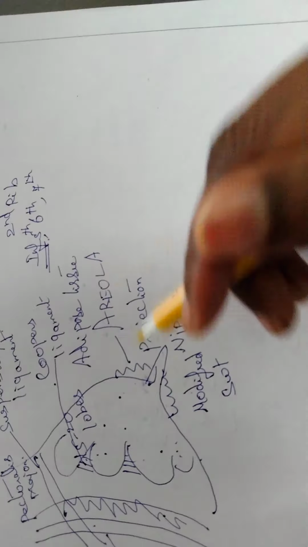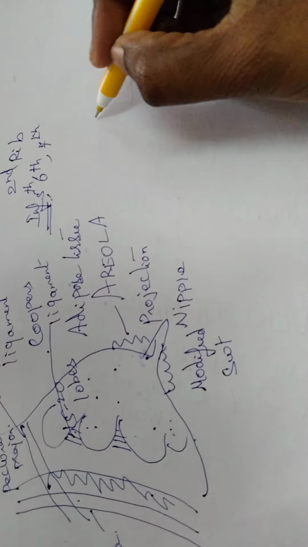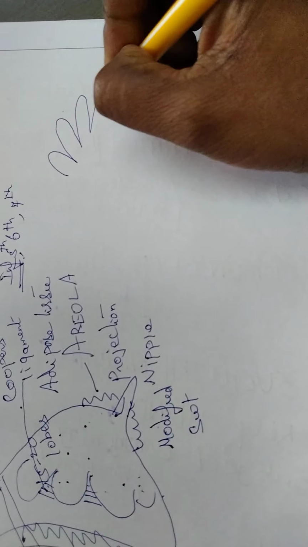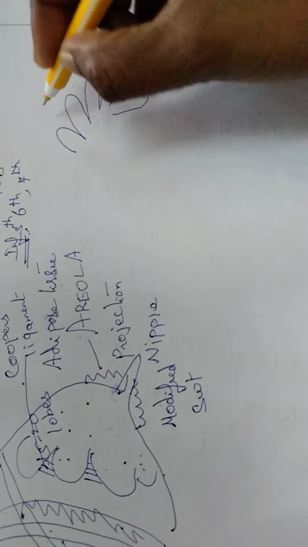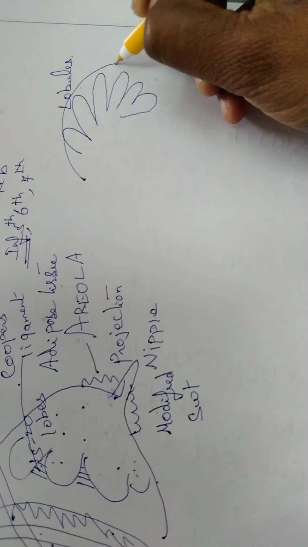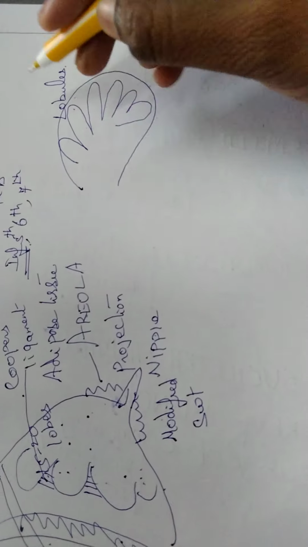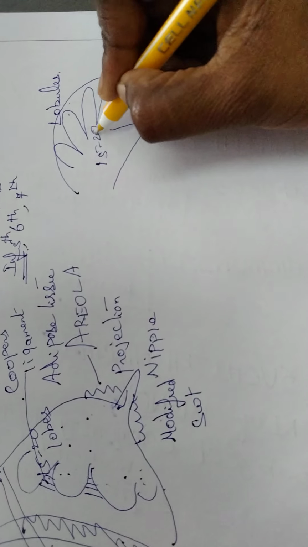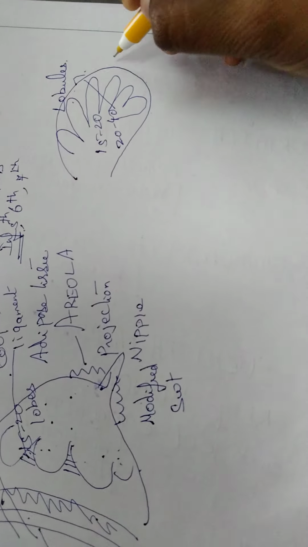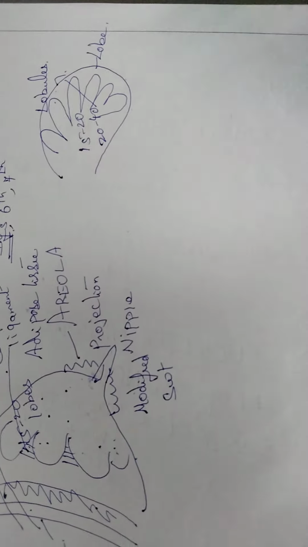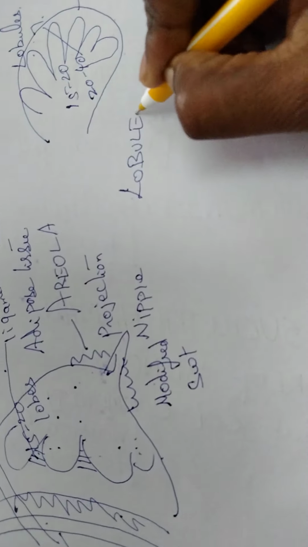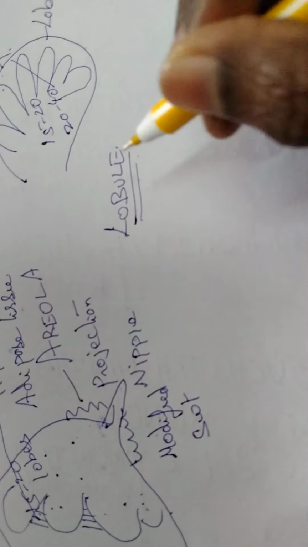Now, let's study something about the lobes. Each and every lobe has 15 to 20 lobules. A single lobe has structures which we call lobules, nearly 15 to 20, and sometimes even 20 to 40 lobules are present in a single lobe.